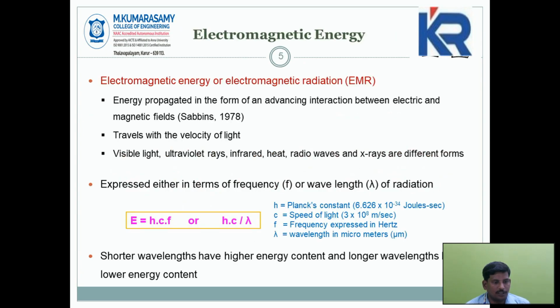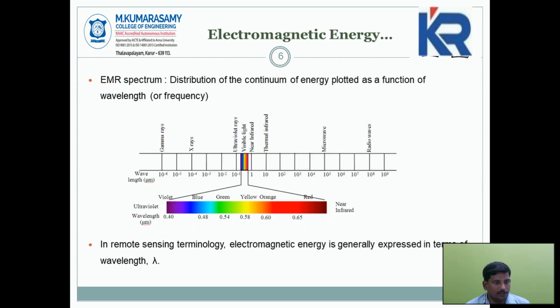Generally, the wavelength of the radiation is explained by E equal to hc/λ, or E equal to hf, where h equals Planck's constant and c equals the speed of light. It depends on the source, whether natural or artificial. A natural source, for example, is the sun. For artificial, we have special lighting provisions. Then f equals frequency expressed in hertz, and lambda equals wavelength in micrometers.